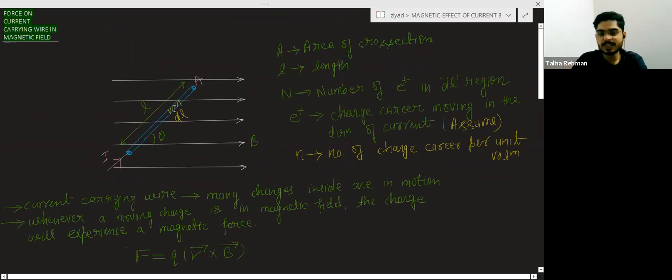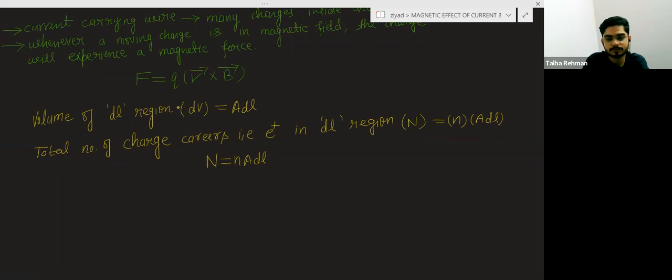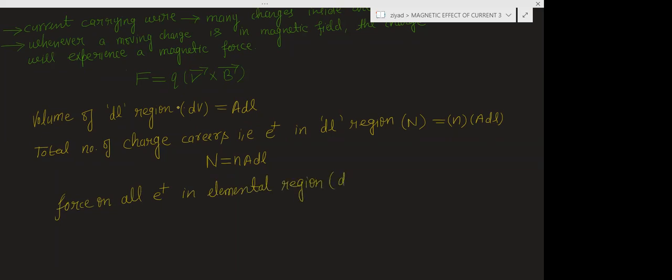Now we will see what will be the force on all the charge carriers present in this region, because we know that a charge carrier in a magnetic field will experience some force. So you can write: force on all e positive in the elemental region. Elemental region is also known as dl region.